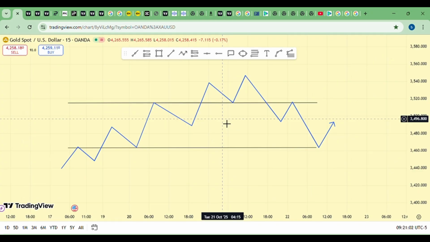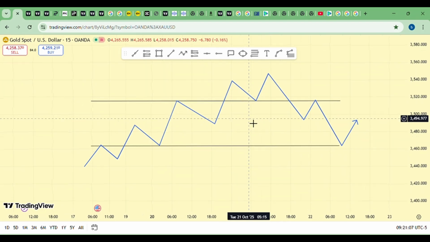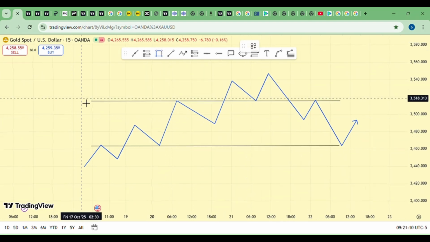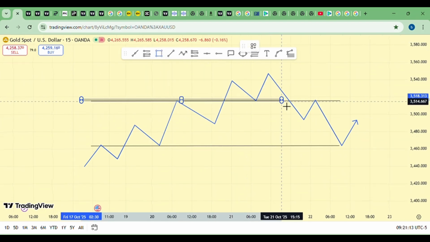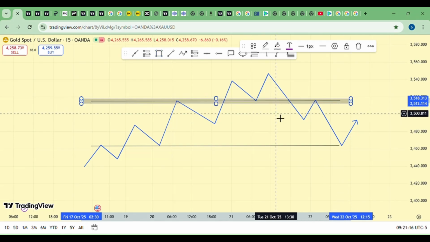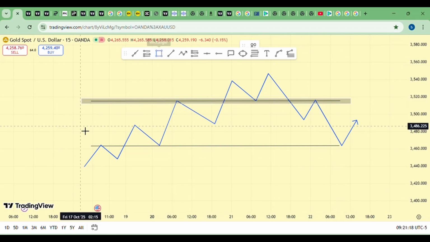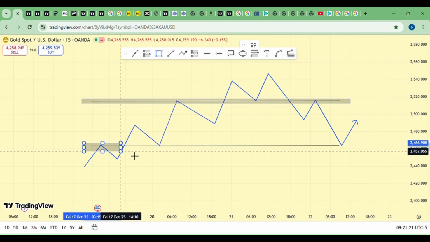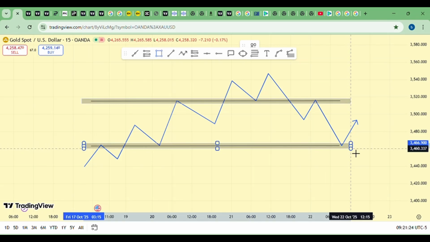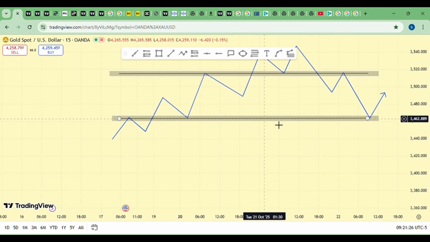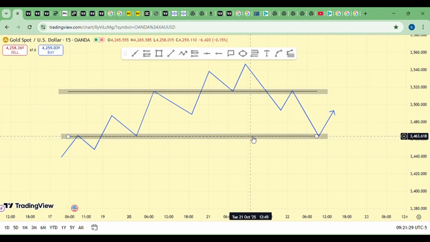So before we actually get into any price action stuff, I would like to first show you what support and resistance is. Now this line right here, which I'm highlighting with this rectangle, is resistance. Now this is a level where price tends to rebound and go back to a previous level, and this is the support. This line here, highlighted by this gray rectangle, is support.